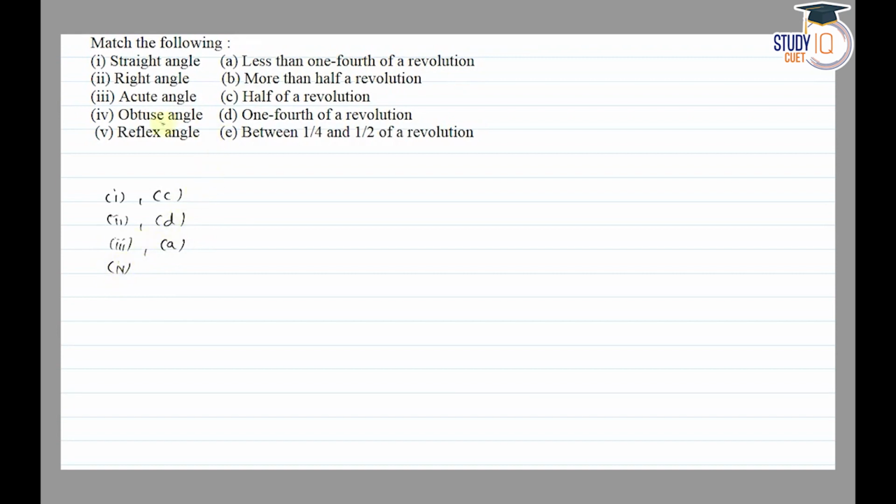And fourth, obtuse angle. So an obtuse angle is greater than 90 but less than 180. So it will be between 1/4 and half of a revolution. So the fourth will be E. And fifth, reflex angle is greater than 180, so it will be more than half of a revolution. So it will be option B. That's our final answer.